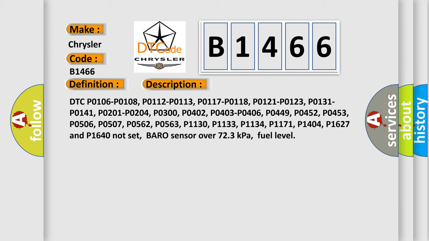DTC P0106, P0108, P0112, P0113, P0117, P0118, P0121, P0123, P0131, P0141, P0201, P0204, P0300, P0402, P0403, P0406, P0449, P0452, P0453, P0506, P0507, P0562, P0563, P1130, P1133, P1134, P1171, P1404, P1627 and P1640 not set. BARO sensor over 723 kilopascals, fuel level.